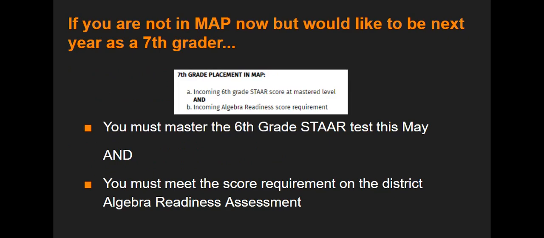If you are not in the MAP program right now, but are thinking that you would like to try to be in that program as a seventh grader, please remember that you do have to get a master's level on your sixth grade STAR test. And you will have to take an algebra readiness test that will tell us that you have the material and the curriculum knowledge that you need to be in that program. So please understand that that is an and. You do have to do both of those, STAR master's level and algebra readiness test, in order to be placed into that program in seventh grade.